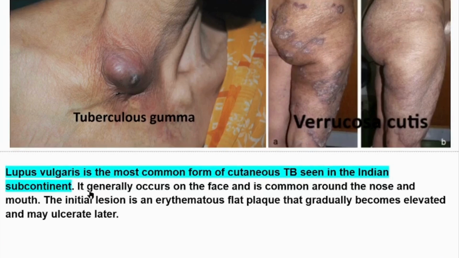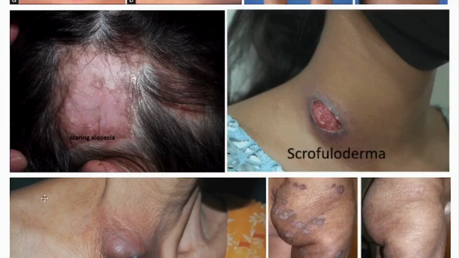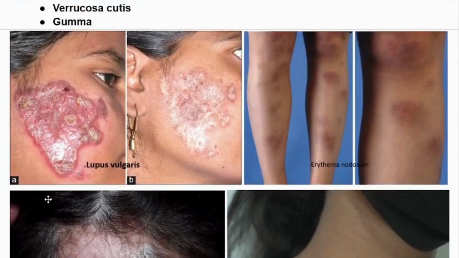Lupus vulgaris is the most common form of cutaneous tuberculosis seen in the Indian subcontinent. It's important: doctors working in India, when patients present with Lupus vulgaris with lesions like this on the cheek, in the nasolabial fold, around the mouth, must consider tuberculosis also.